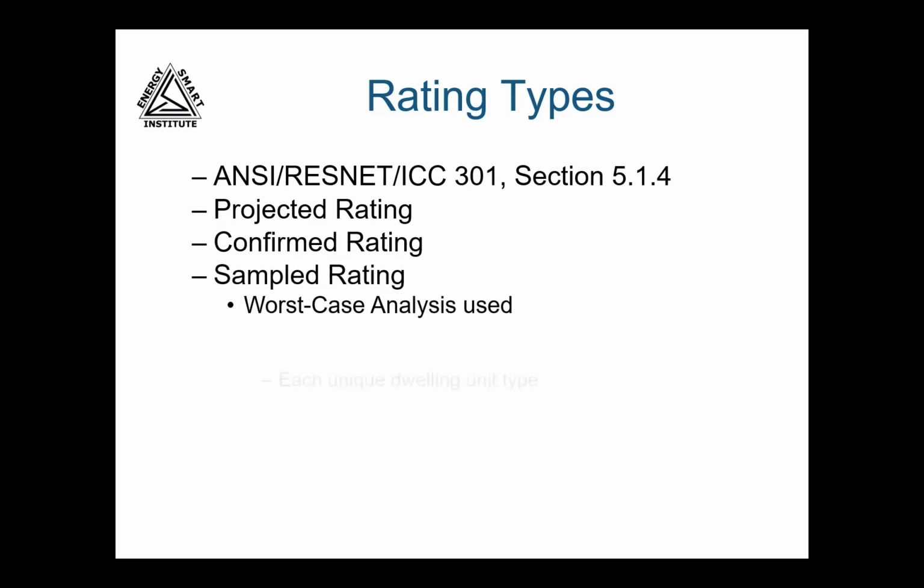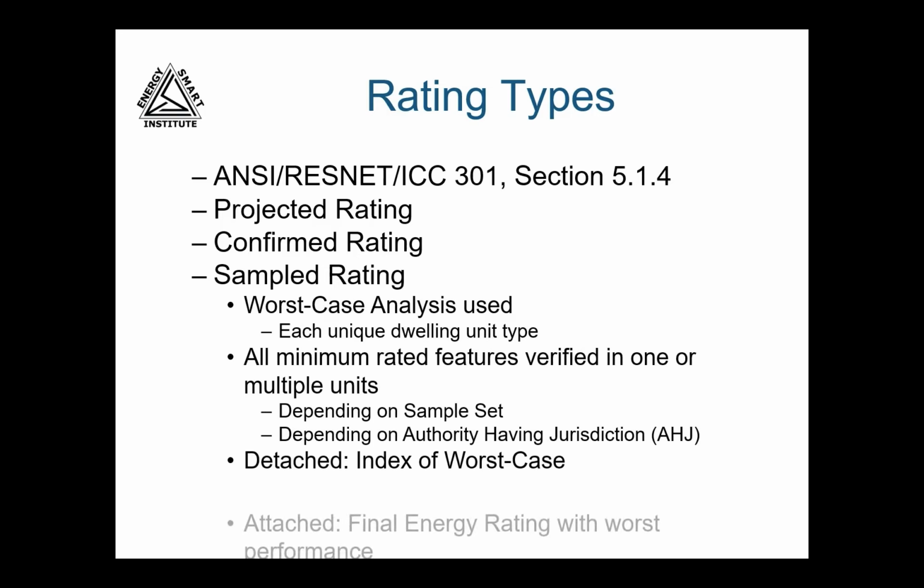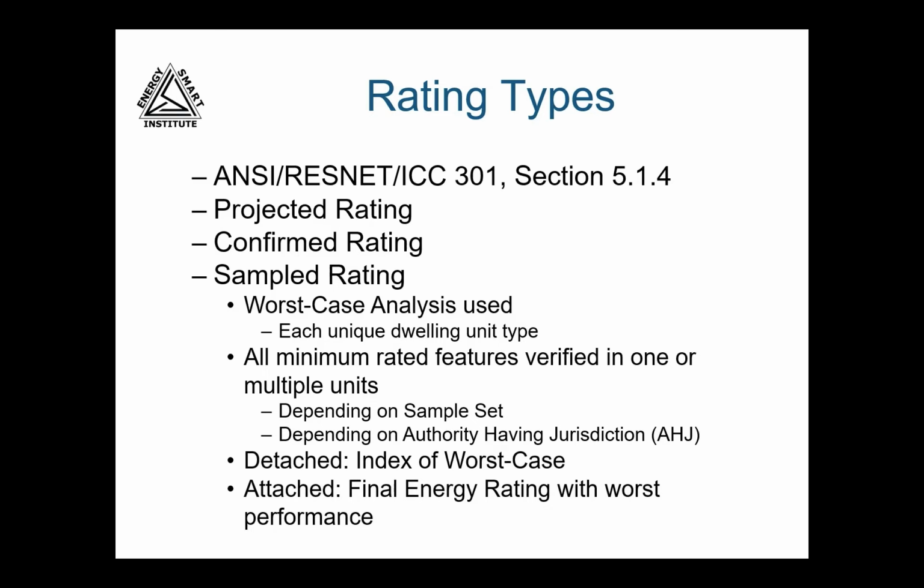The next type of rating is a sampled rating. This is actually more of a procedure followed on a large group of ratings. A worst-case projected rating is performed, projecting the expected energy rating index for each unique dwelling type or each unique plan. Then the minimum rated features to be sampled are determined as the sample set of features. These features are verified on one or in multiple units that are ready for testing and verification. The features that can be sampled depend on the set of unit types that are in the plan, the program goals and requirements, and what the AHJ, or authority having jurisdiction, will allow.